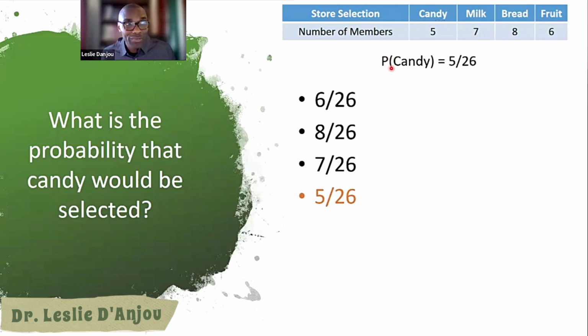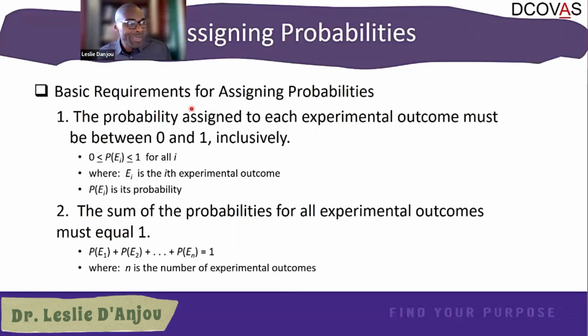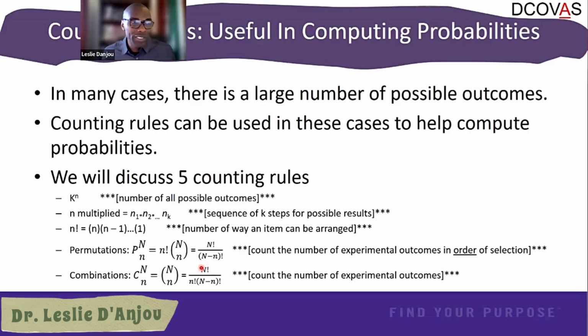But watch how we would write it. The probability of candy equals 5 divided by 26. What if I were to say, what is the probability of milk? It will be 7 divided by 26. You put the probability, then in parentheses milk, and then 7 divided by 26. Hopefully you got this concept. All right, let's keep this rolling. Now, probability is between 0 and 1, and all of your probabilities must add up to 1 or 100%. Good. We're going to show you the different rules for finding probabilities, in terms of if you want to find the actual totals.